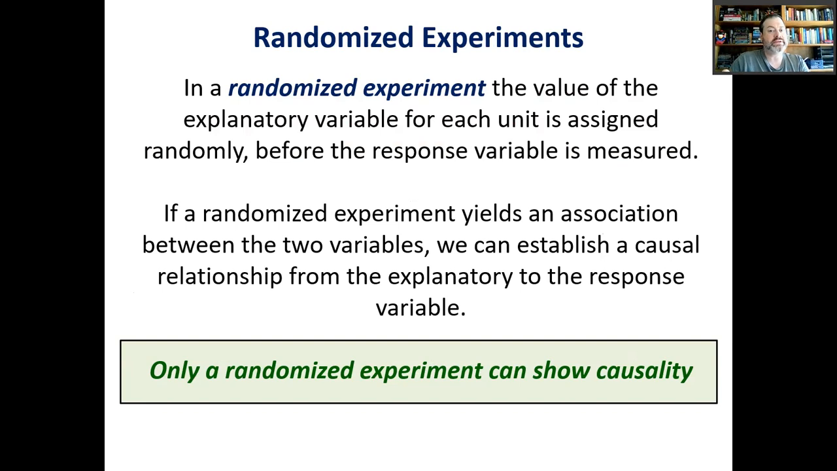So in our randomized experiments, the value of the explanatory variable for each unit is assigned randomly before the response variable is measured. If a randomized experiment yields an association between the two variables, we can establish a causal relationship. Only a randomized experiment can show causality. So there are experiments that are non-random, but they are not able to show a cause and effect relationship.